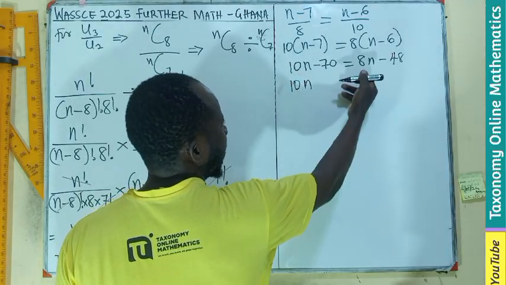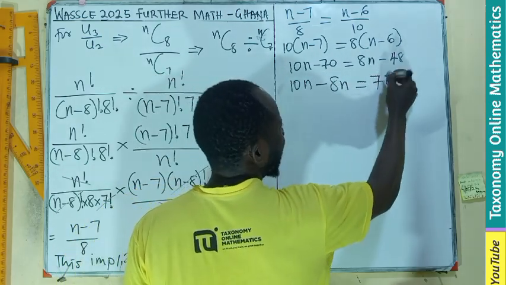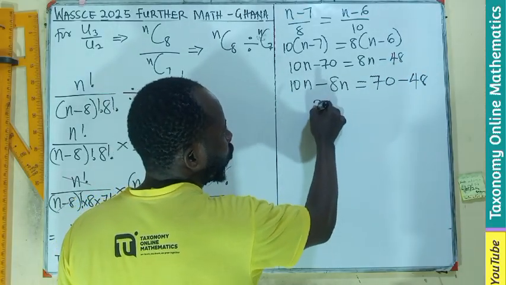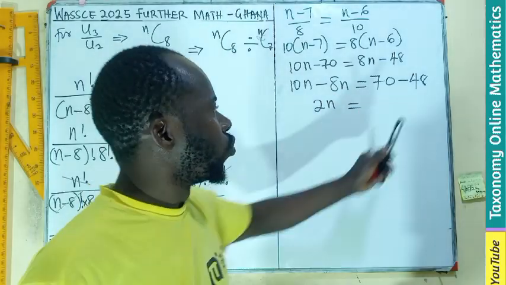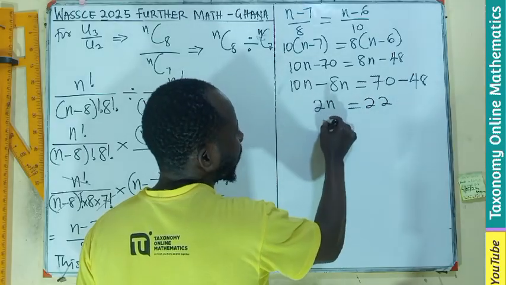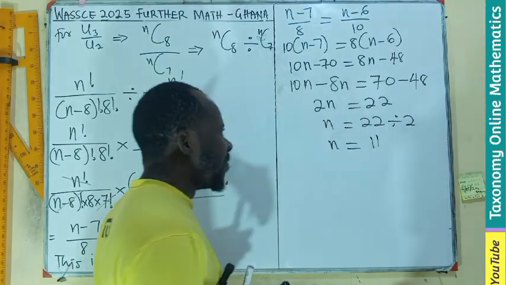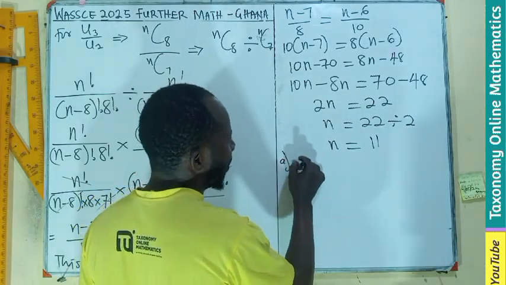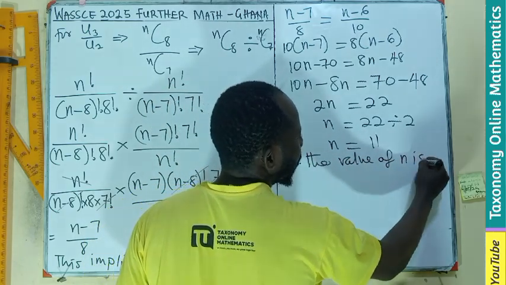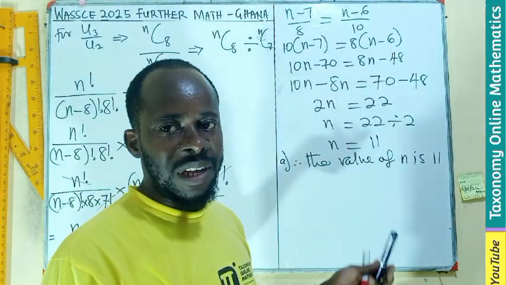So 10n minus 8n, let's bring this positive 70. This is already 48 as negative. As you have a value of 2n here, if you add 2 to this, we get 50. So that's 22. So 22 equals 2n, which is 22 divided by 2, making n to be what? 11. So the first part of the question, therefore, we can conclude and say that the value of n is going to be 11. That's the first part of the question.